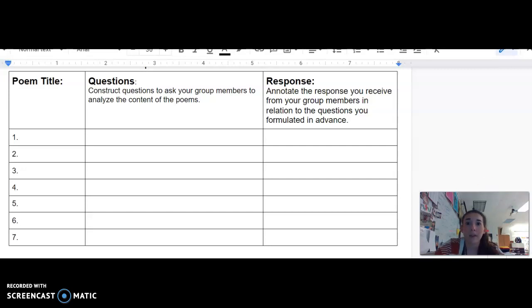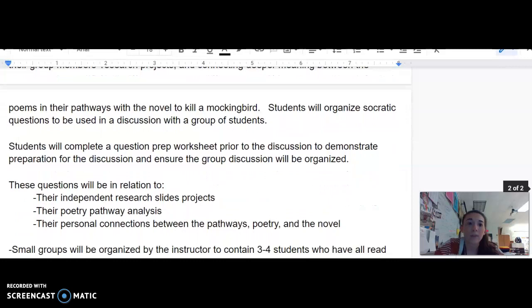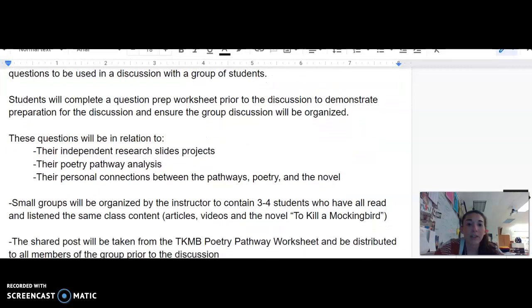Alrighty. So as we go back to our directions, students will complete a question prep worksheet, which is what I just showed you, prior to the discussion to demonstrate preparation for the discussion and ensure the group discussion will be organized. So our discussion is on Thursday. Your worksheet for question prep is due at midnight on Wednesday. Once again, these questions will relate to the group's independent research slide projects, the group's poetry pathway analysis discussion posts, and the group's personal connections between the pathways, poetry, and the novel To Kill a Mockingbird.